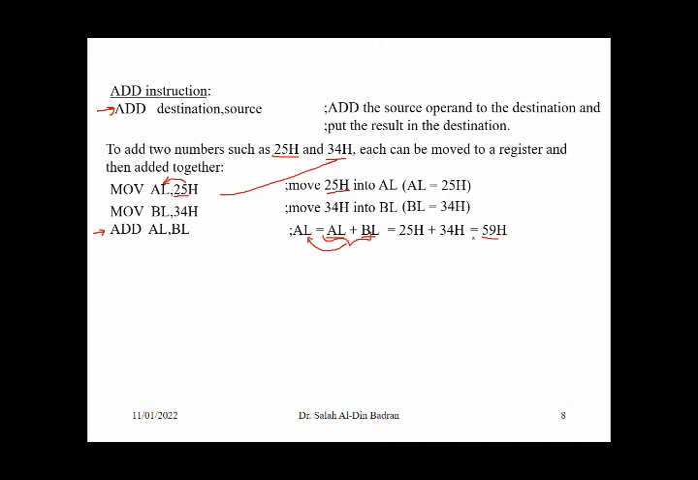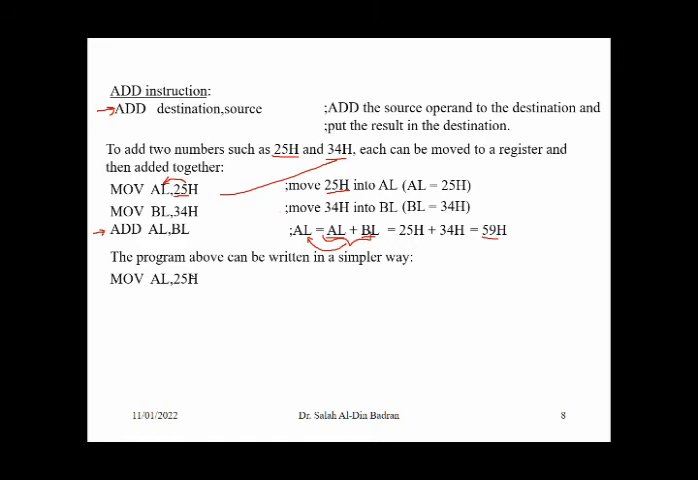The result of this addition, 59. This is the final contents of AL after execution of this instruction, the addition instruction. So the program above can be written in a simpler way.